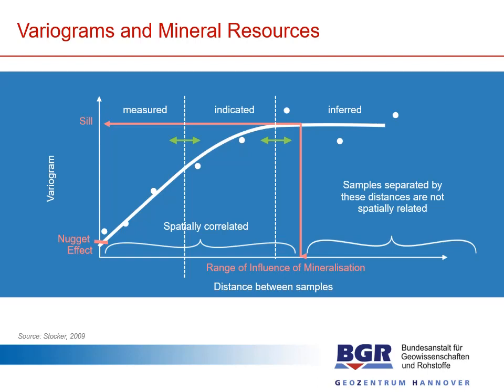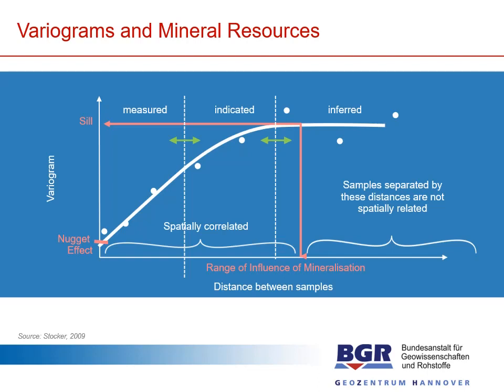On the left-hand side, there is a high spatial relation of the drill holes, so the data is spatially correlated, and on the right-hand side this spatial correlation is getting less and less, until you reach this red line, which is the range of influence of the mineralization. All data on the right-hand side of this red line does not have a spatial relation. And the higher the spatial relation is, the more predictable is the ore grade and the ore thickness of this particular part of the ore body.